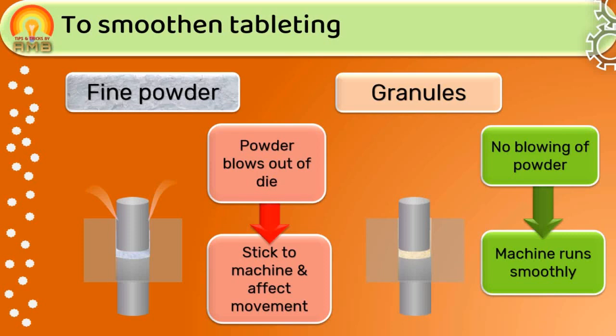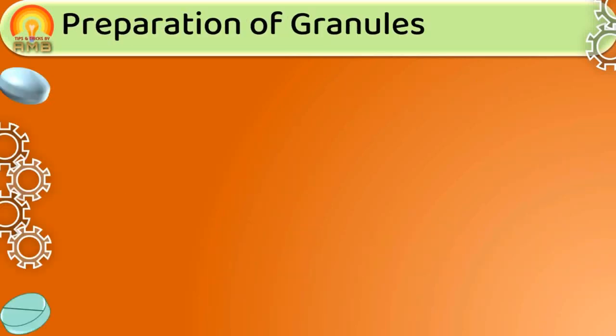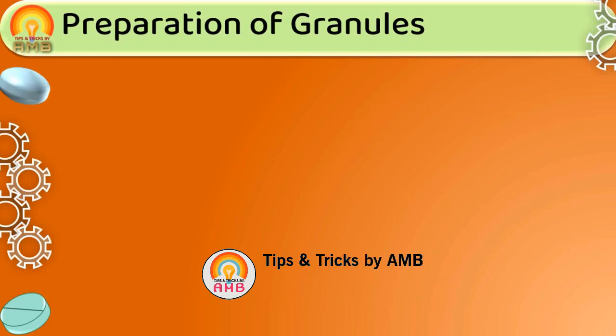Okay, so these are the reasons why granules are used for compression instead of fine powder mixture. Now let's discuss the granulation process or preparation of granules. The material which is less compressible should be converted into granules before compression. Depending upon characteristics of the material, any of the following methods is used for granulation or preparation of granules.